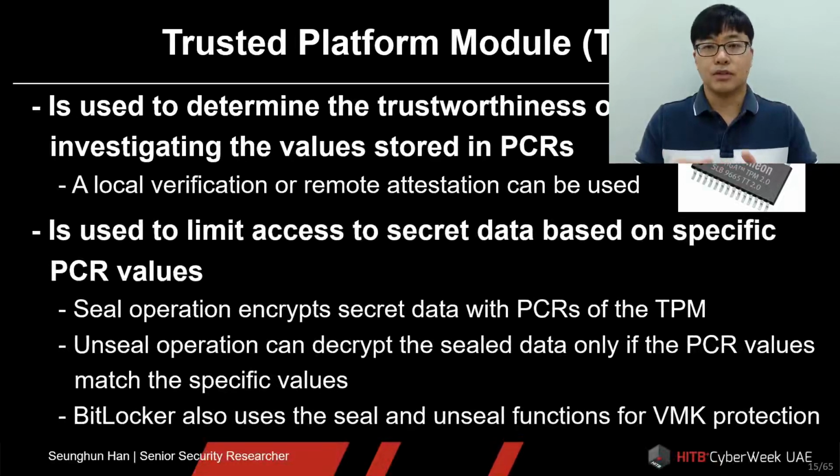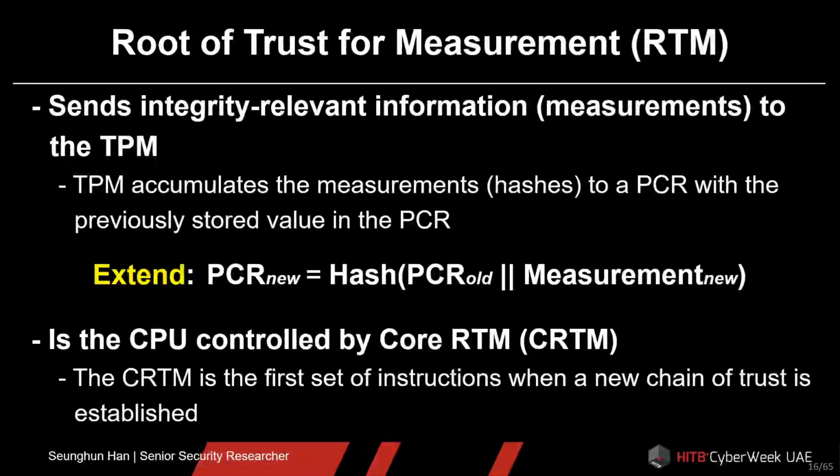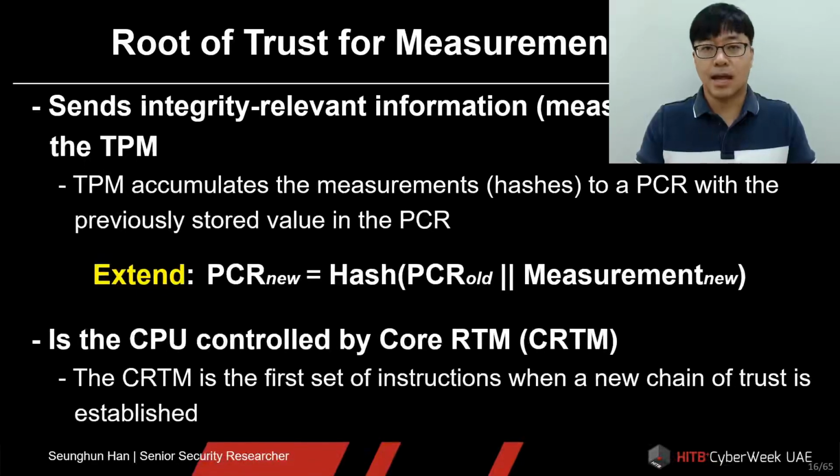BitLocker of Microsoft uses the seal and unseal function for VMK protection. The root of trust for measurement sends integrity-relevant information to the TPM. TPM specification calls this accumulating operation extend.